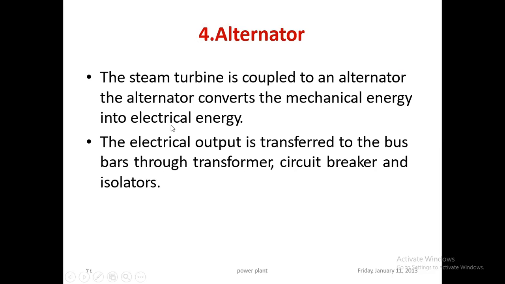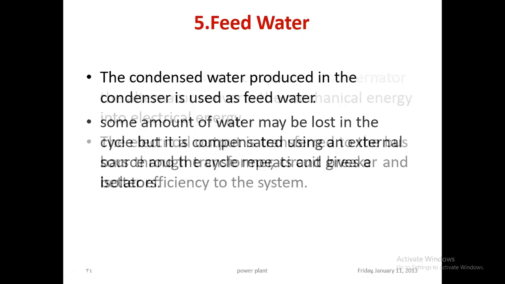This kind of alternator is also installed in our electrical power lab. I think you all know. The electrical output is transferred to the bus bars through the transformer, circuit breaker, and isolator. These are also used for protection purposes and for feeding the electricity to the transformer, transmission line, or the main national grid.